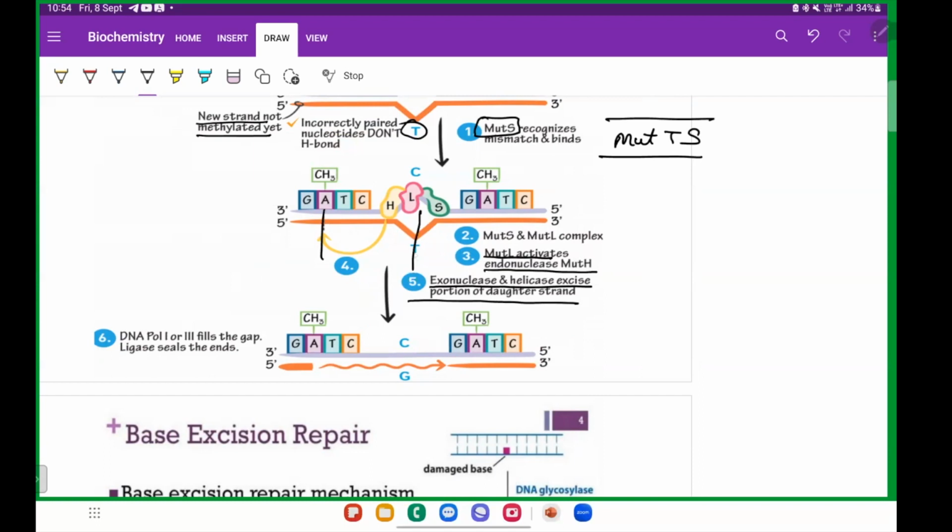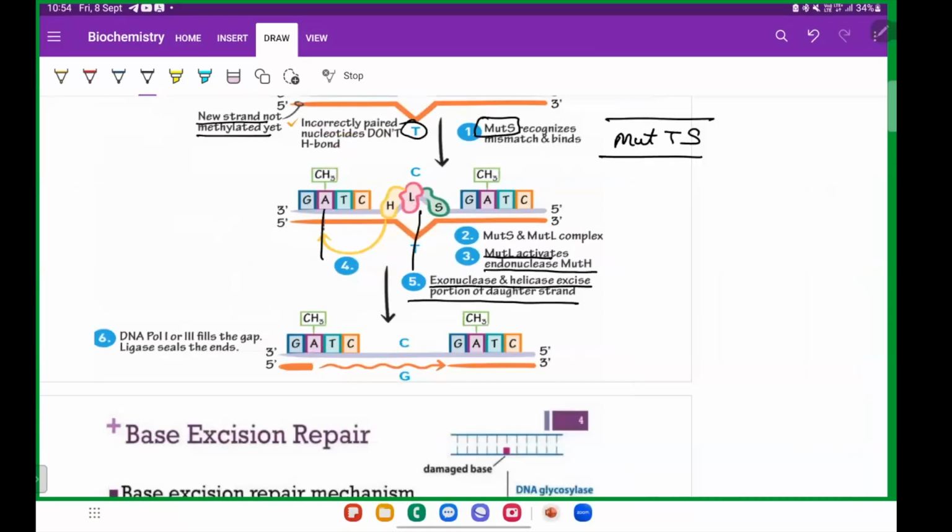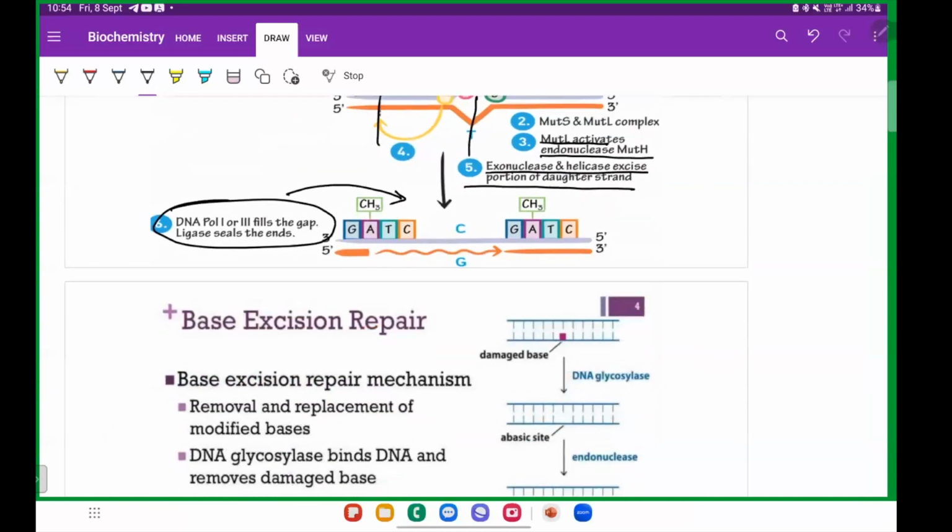After cutting these portions, what we are going to do is have DNA polymerase 1 or 3 come again, and they are going to synthesize a new strand. Once they synthesize the new strand, DNA ligase comes and seals the ends. Then you have again a repair mechanism to check whether the damage is cleared.